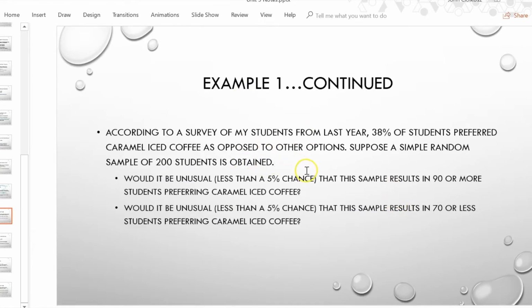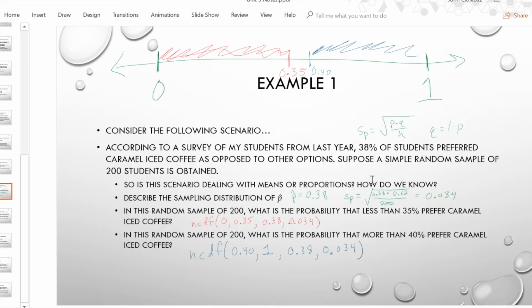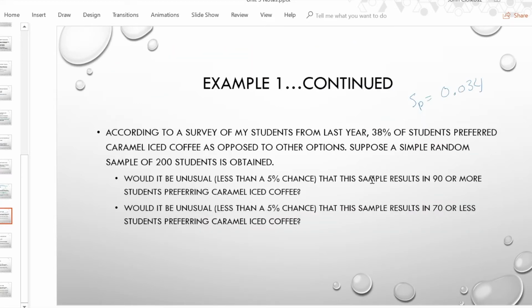Okay, so we have the exact same sample as before. So I'm just going to jot down my sample standard deviation here so I remember it. Let's make sure that's right. Yes, 0.034. Okay. So same scenario. We're saying, would it be unusual? So the vocab here, we're going to use anything less than a 5% chance as being unusual. So in 90 or more students preferring caramel iced coffee.